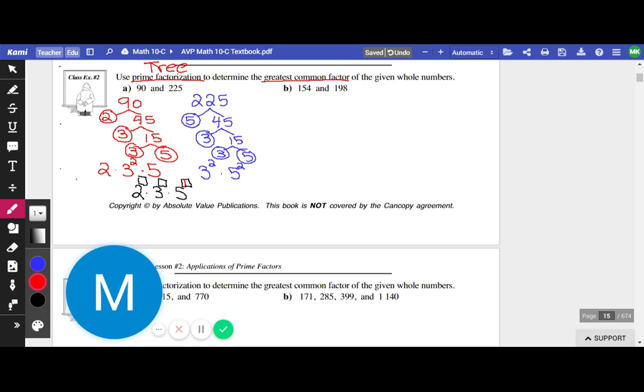Now I need to pick an exponent for the number 3. The lowest exponent that I use on a 3, I look at my red tree, I use the exponent 2 on a 3. The blue tree, I use 2 on the 3, so the lowest exponent would be 2. So I have 3 to the power of 2 times 5 to the power of 1, and I still have my 2 that I need to pick an exponent for.